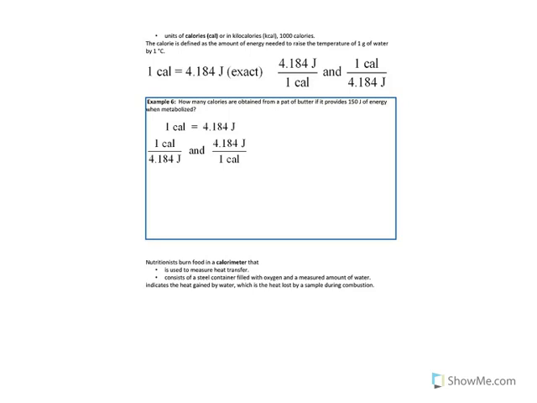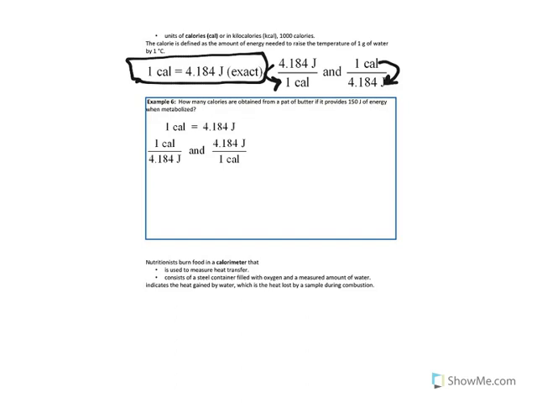1 calorie is equal to exactly 4.184 joules. Remember that an exact number is one that does not count towards significant figures. This 1 calorie equals 4.184 joules is an equality. We can use equalities to create conversion factors. 4.184 joules in 1 calorie, or 1 calorie has 4.184 joules.